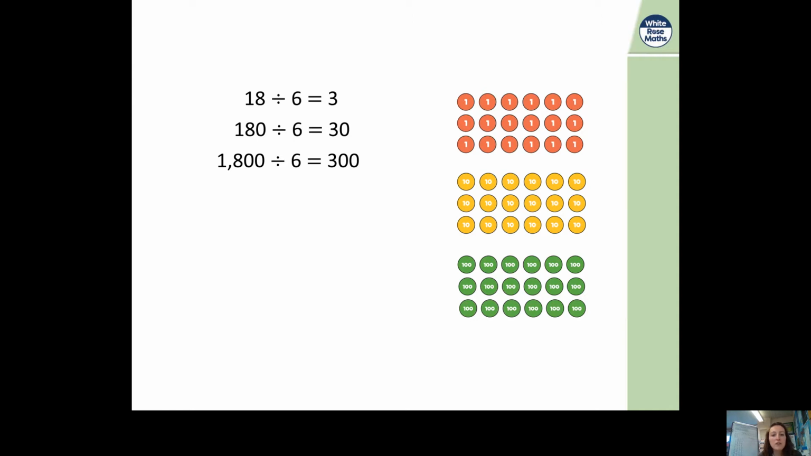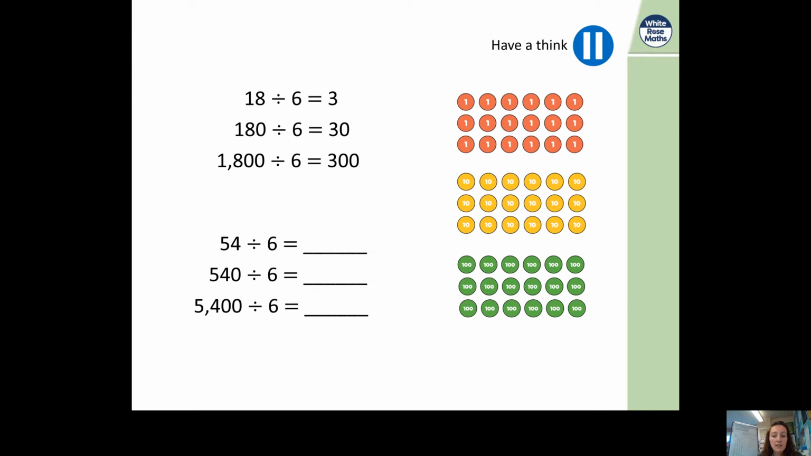So have a look at these arrays just to recap what we've just been looking at. So 18 divided by 6 we know is 3 because we can use our 6 times table knowledge. If we make 18 10 times bigger to 180 and we're still dividing by 6, the answer becomes 10 times bigger. It's 30. If we go back to our original question, 18 divided by 6 is 3. If we make it 100 times bigger, we get 1,800. So if we divide 1,800 by 6, our original answer is again 100 times bigger. 1,800 divided by 6 equals 300.